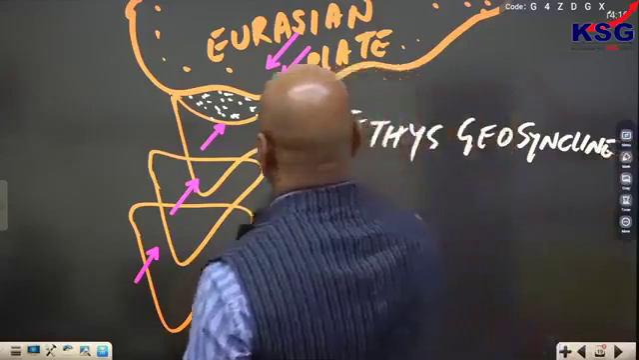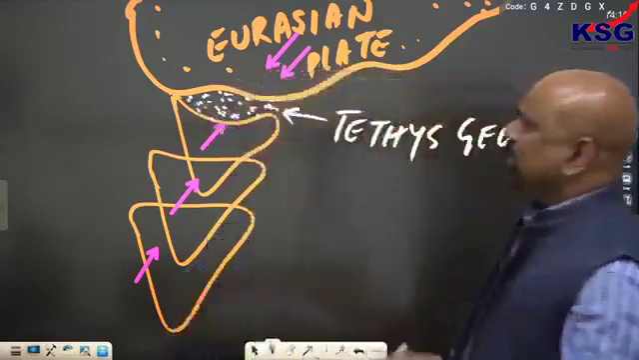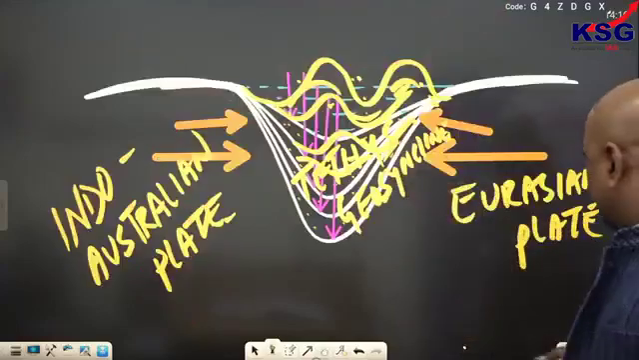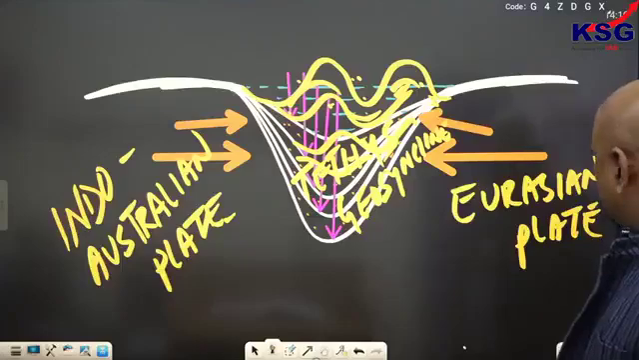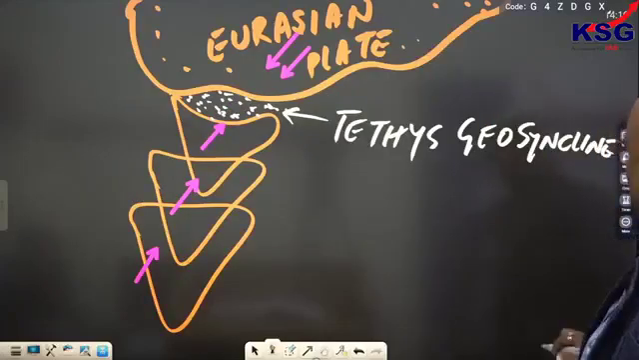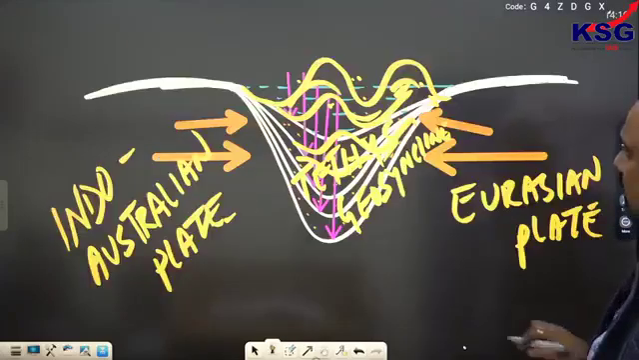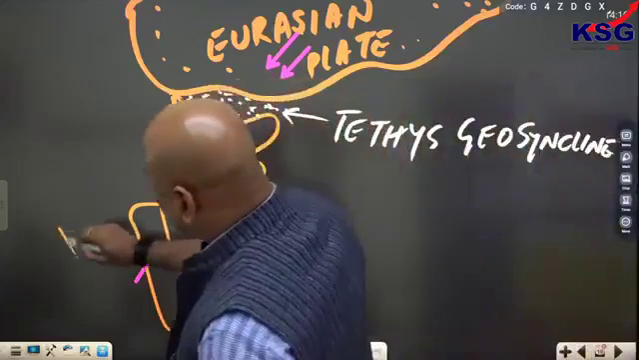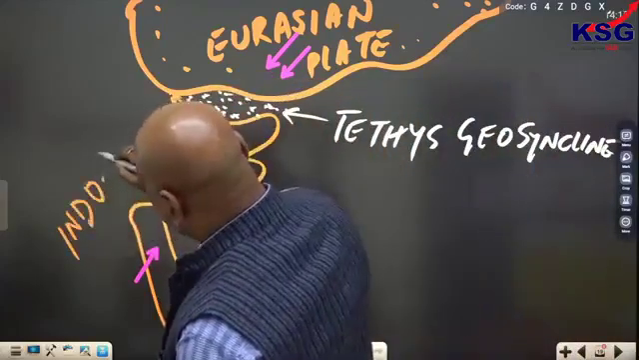The Tethys geosyncline formation happened because of these two. And finally the Tethys geosyncline is like this. This is the Indo-Australian plate, is it not?